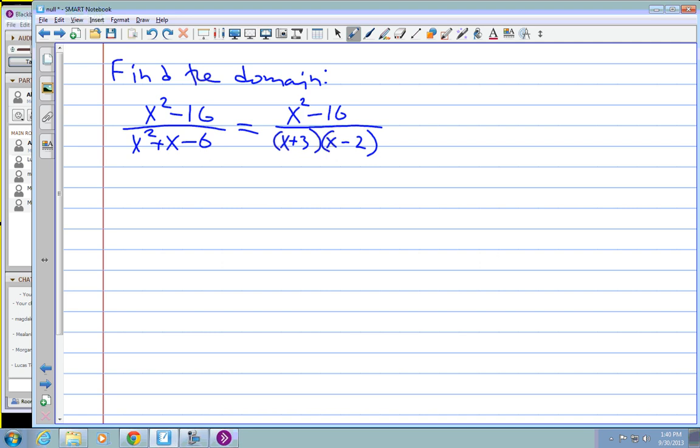Sure, you can write it like that. You can also use set notation: it's all x's such that x cannot equal negative 3, comma, positive 2. So that's fine. What's the other notation? You can do the interval notation: from negative infinity to negative 3, union from negative 3 to 2, union from 2 to infinity.